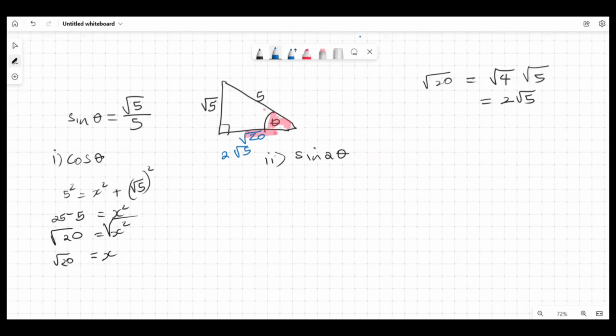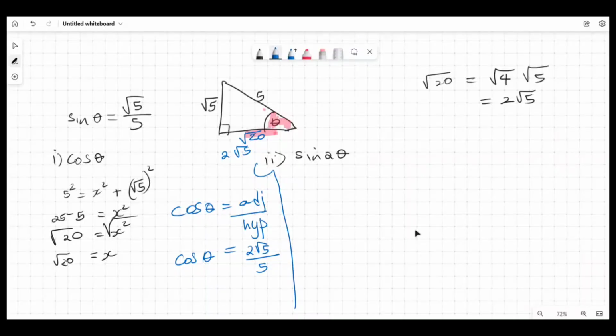It's okay. Now you can find the cosine of the angle. Therefore the cosine of that angle, cosine is adjacent over hypotenuse. So we're talking about the root of 20, which is 2 root 5, over 5. That's cosine of the angle.